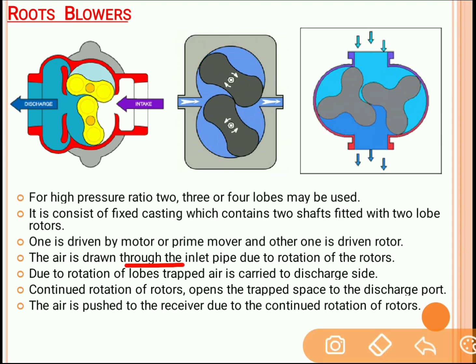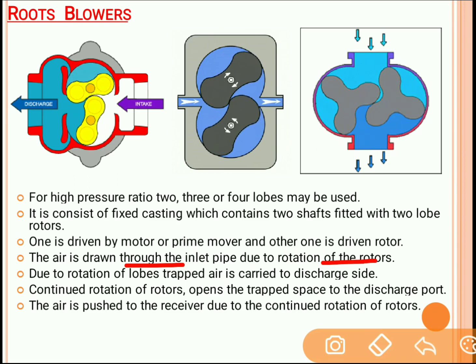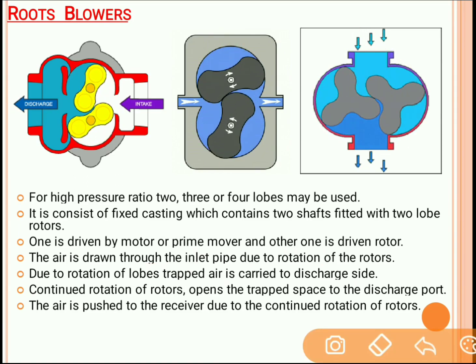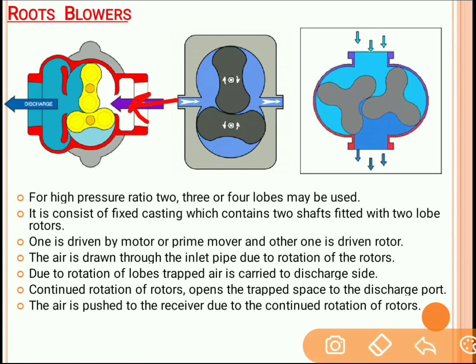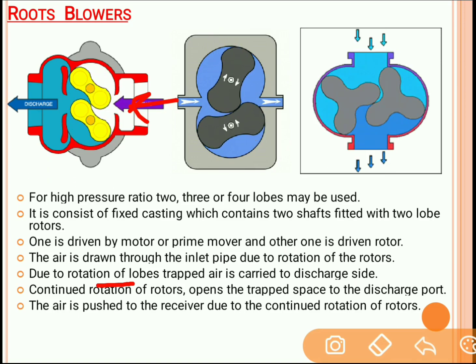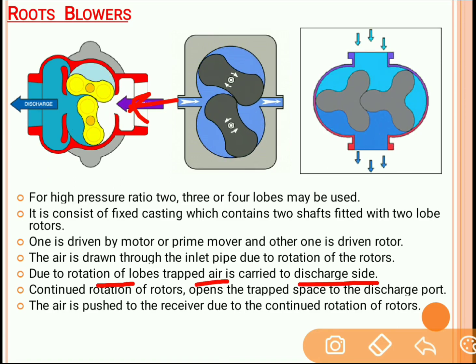Now the air is drawn through the inlet pipe due to the rotation of the rotor. Now, due to the rotation of the lobe, the trapped air is carried to the discharge side.